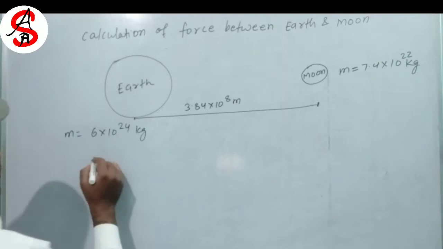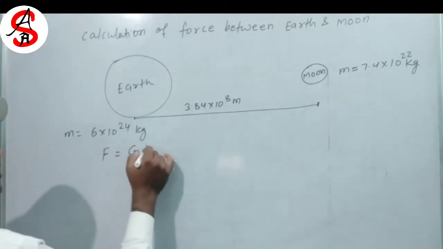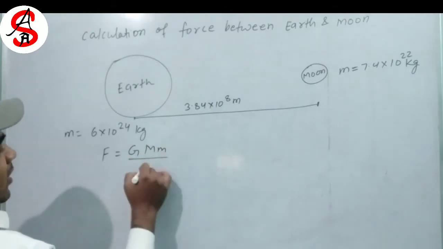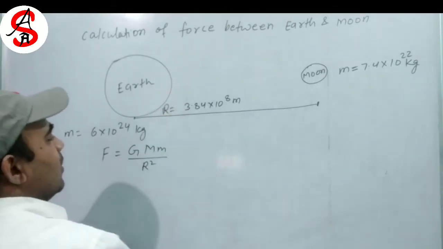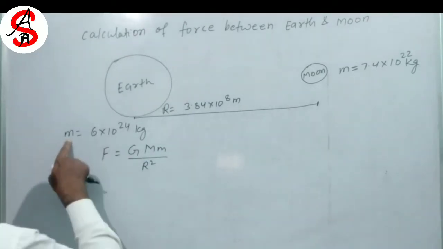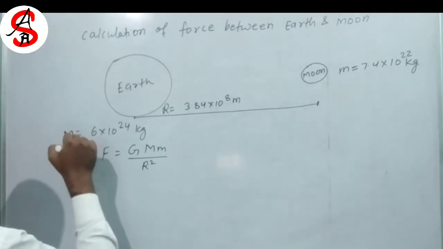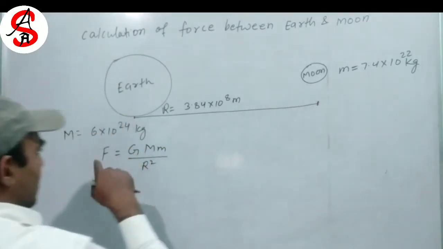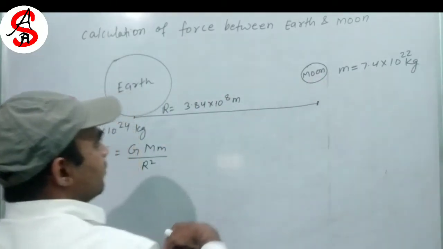Now using the formula of gravitation, F equals G M m upon r square. So here r is 3.84 into 10 to the power 8 meters. Capital M is the mass of the Earth and small m is the mass of the Moon.